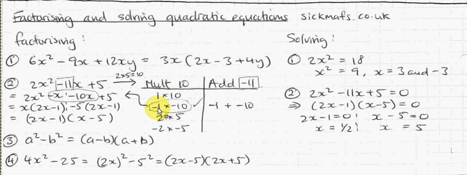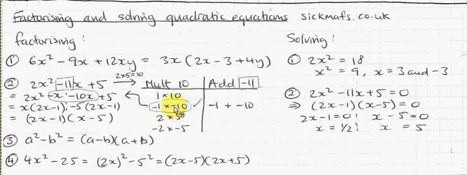Okay, minus 1 times minus 10 also makes 10, 2 times 5 makes 10, and minus 2 times minus 5 makes 10. Now, which of these pairs of numbers add to make minus 11? Well, minus 1 and minus 10 add to make minus 11, because minus 1 plus minus 10 makes minus 11. So that's the one I need. I tick that for myself, just to remind myself which one's the right one.